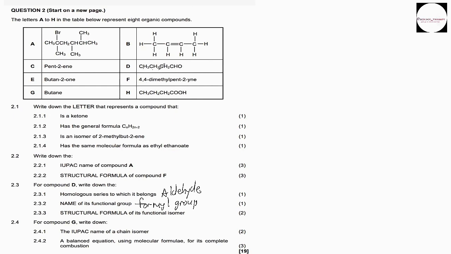So this is 1, 2, 3, 4, right? And then to draw the structural formula of its functional isomer, let's maintain that we still have 4 carbons, right? And then we can just go ahead and have our double bond on the carbon that is in between other carbon atoms.